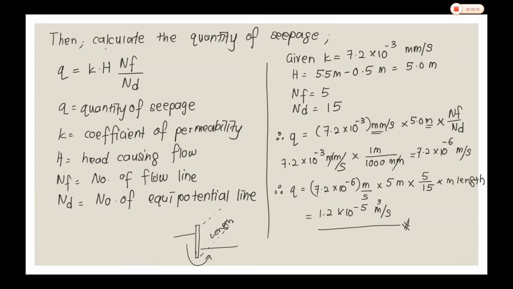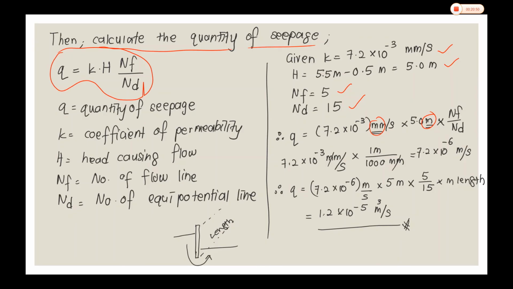So the next step, now we need to calculate the quantity of seepage. So by using this equation, Q is the quantity, K is the coefficient, H is the head cause of flowing that we calculated as 5 earlier, and F and ND. So given K, we have H 5 and F 5 and also ND 15. Just substitute. When we substitute that, notice the units are not the same, different units, mm and meter. So what we need to do is make it a similar unit.